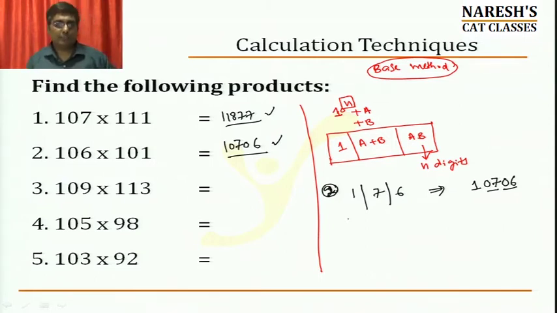That's it. Very, very simple. So the answer for the second question, most of you would have got already. Let me show you the answer for the third question. As I told you, same thing: 1, a plus b, ab. What is the base? The base again is 100 plus 9, 100 plus 13. So 9 and 13 are a and b.